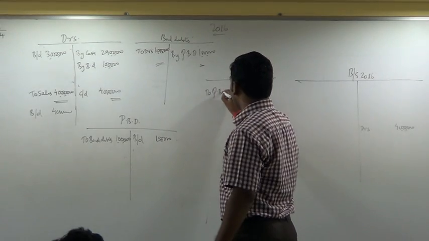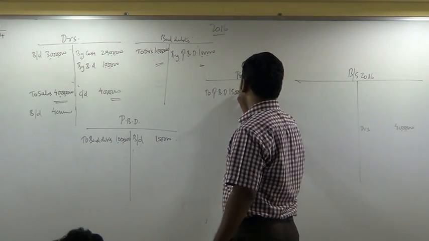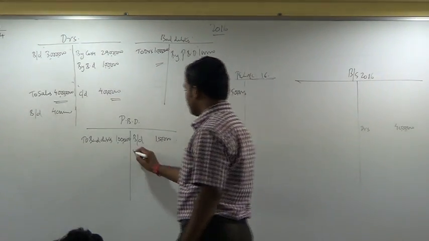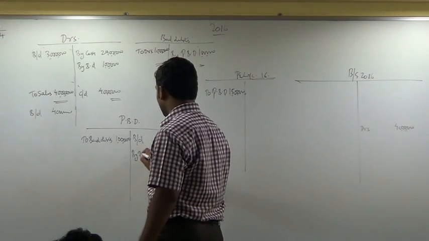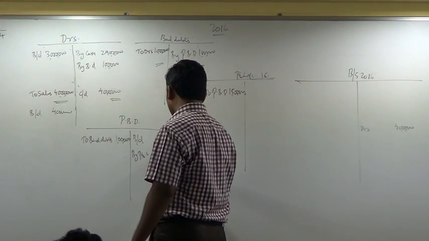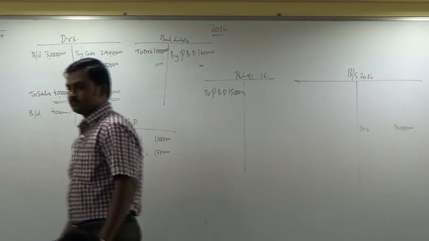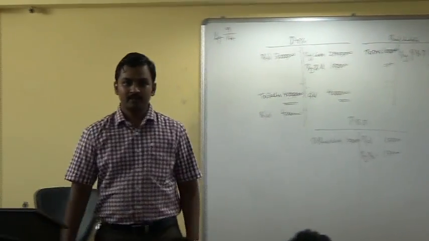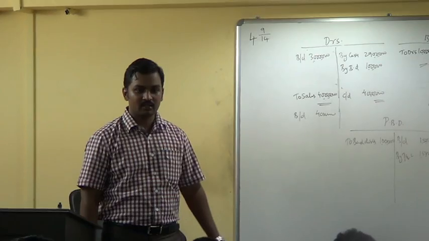To provision for bad debts, 1,50,000 rupees. Provision for bad debts account by P&L account, 1,50,000 rupees. Okay. Do you understand the logic?